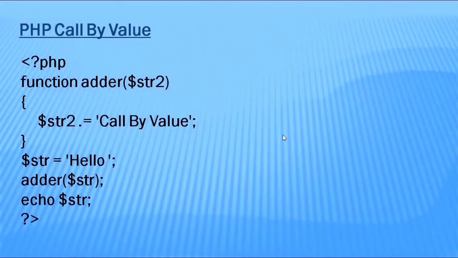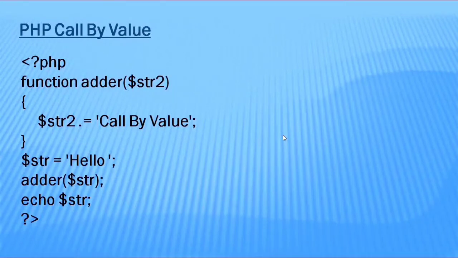Next, PHP call by value. PHP allows you to call a function by value and by reference both. In case of PHP call by value, the actual value is not modified if it is modified inside the function. Okay, this is the example for call by value.